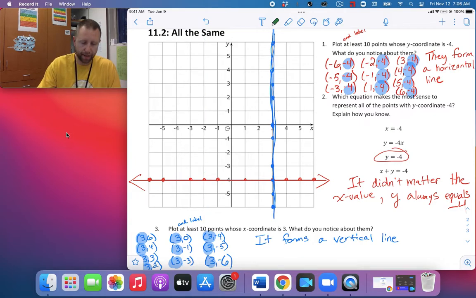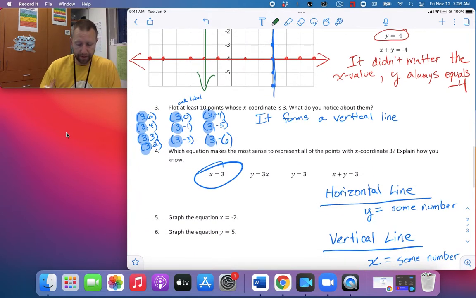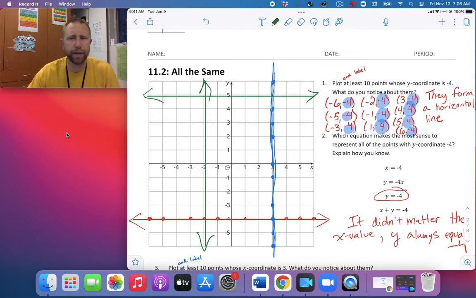Oh, magically iPad let me down. I'm going to try that again. It's just this vertical line right here, right there on the x value of -2. For number 6, it's the opposite. Graph the equation y equals 5 because it's y equals some number. Boom. It's a horizontal line at the y value of 5. Man, I'm missing the line somehow. Hopefully you guys do better than me.